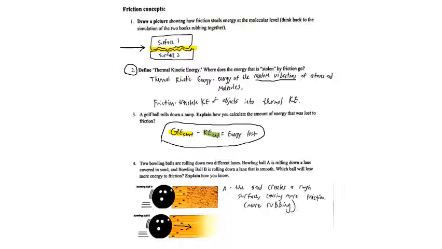Where did that extra 100 joules go? It went into the sound and the heat because of friction. So friction created 100 joules worth of heat and sound energy, and because of that, the kid sliding down the slide lost 100 joules of kinetic energy.